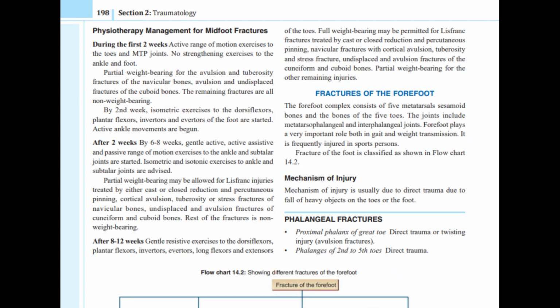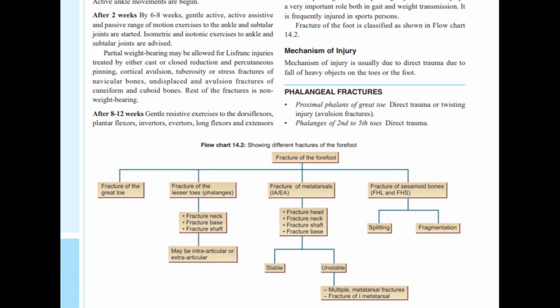Fractures of the forefoot. The forefoot complex consists of 5 metatarsals, sesamoid bones, and the bones of the 5 toes. Joints include metatarsophalangeal and interphalangeal joints. The forefoot plays a very important role both in gait and weight transmission. It is frequently injured in sport persons. Fracture of the foot is classified as shown in flowchart 14.2.